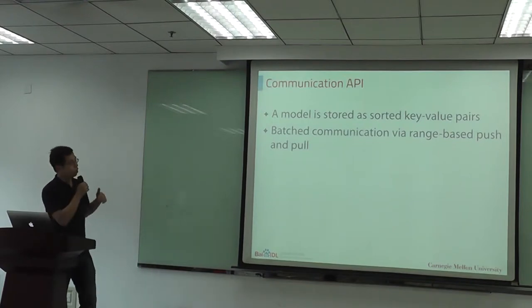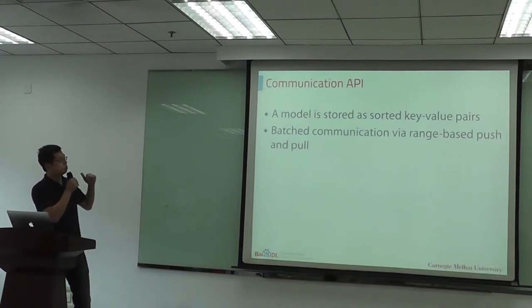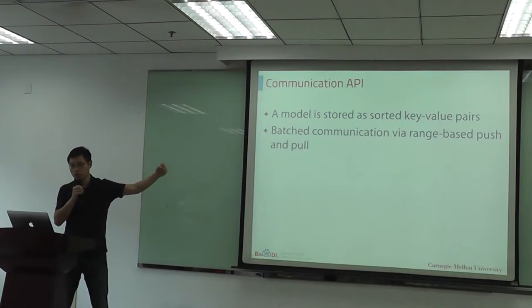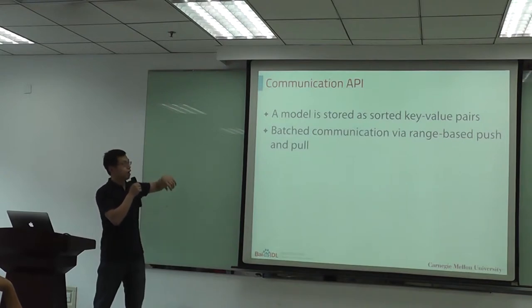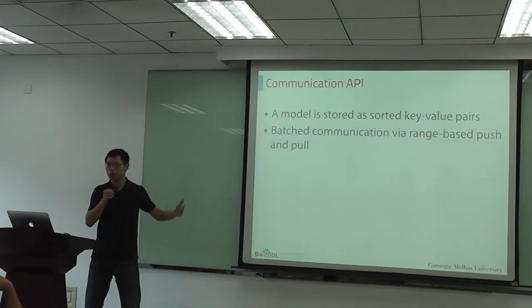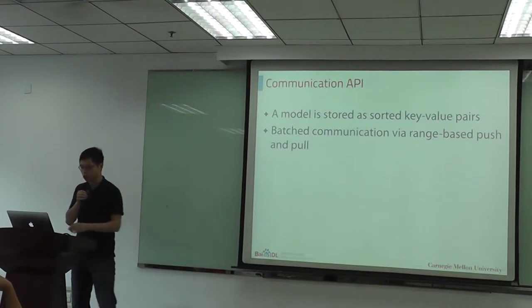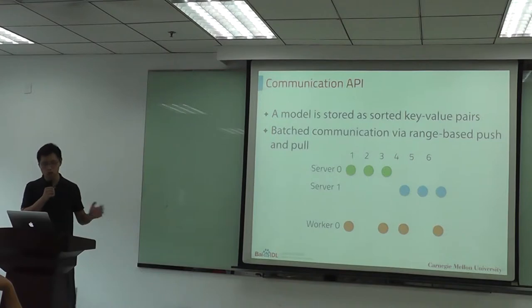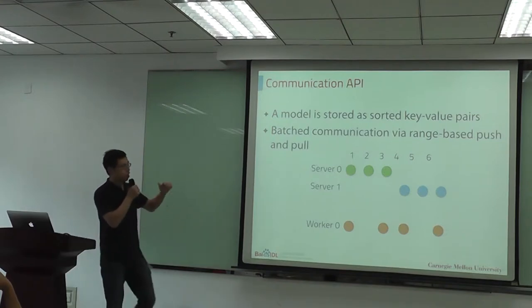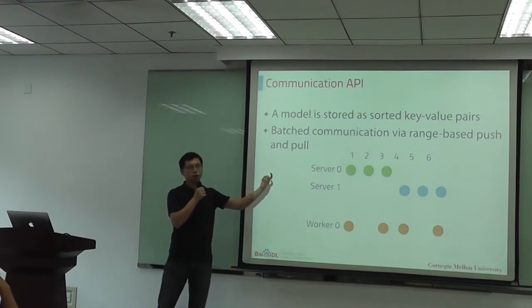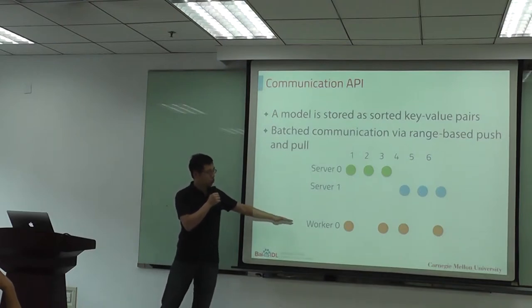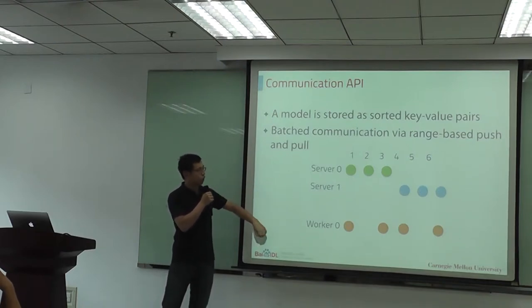So in the interface we designed, the model is stored as key-value pairs. That is, the key is the feature ID, the identity of the feature, and the value is the weight of the model. So the model is like a key-value system. The difference from a typical key-value system is that we batch the communications. That is, we use a range-based push and pull. Here's an example. Given that you have 6 features, 1 to 6, and you have 2 servers, each server maintains half of the features. And this is a worker. This worker caches 4 weights of this model.